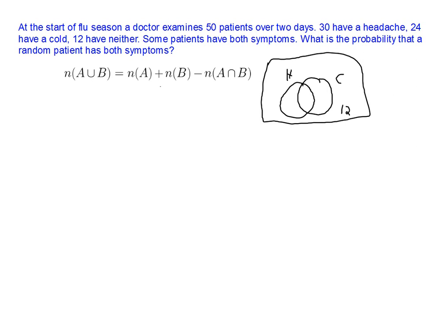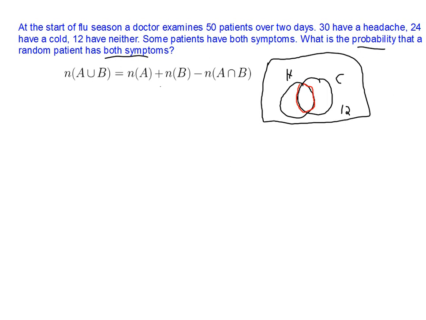Now we want to find the probability that a patient has both symptoms. So the both symptoms part is this section right here. Right in the middle here. This section right in here. So we need to figure out what that total is.